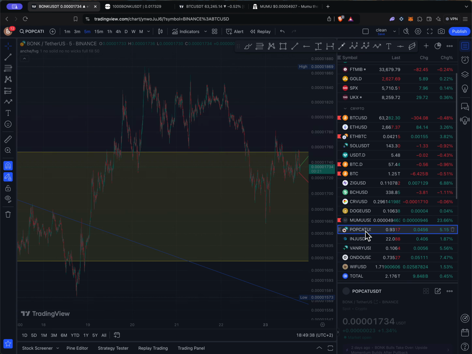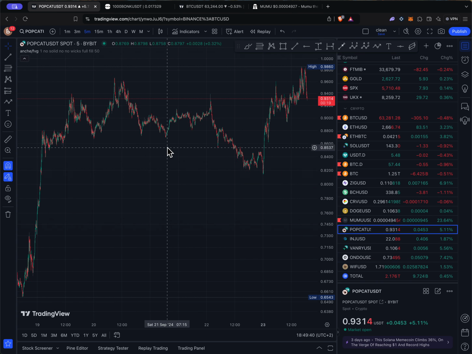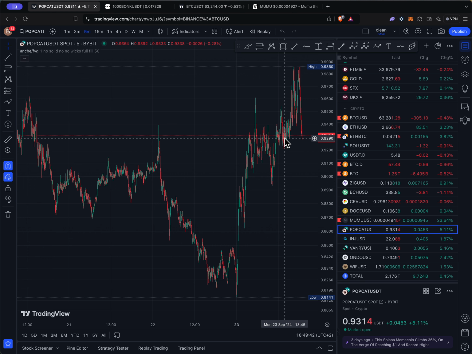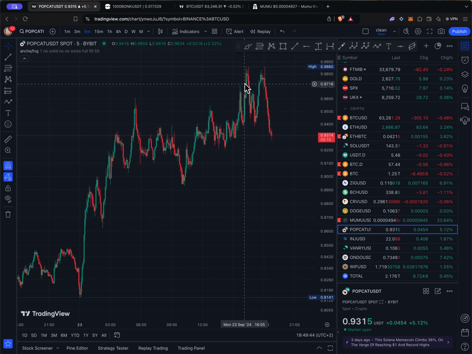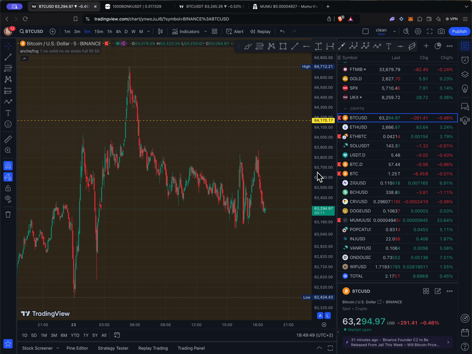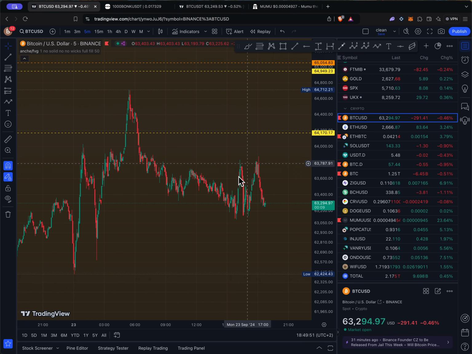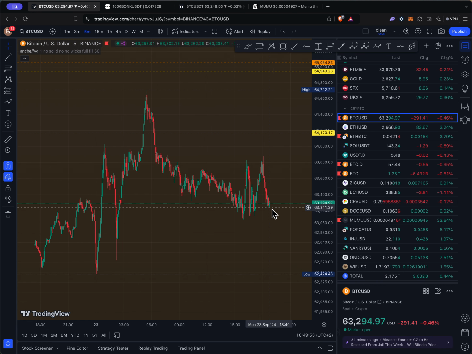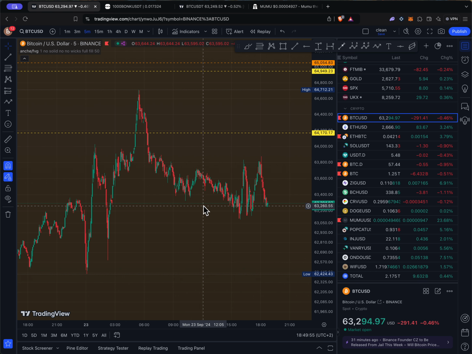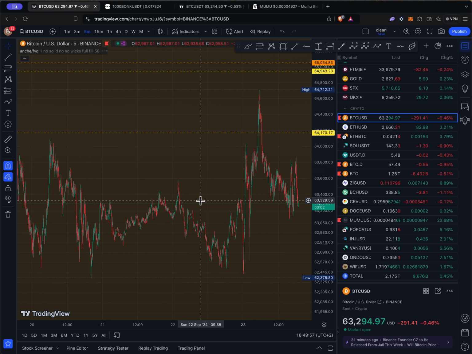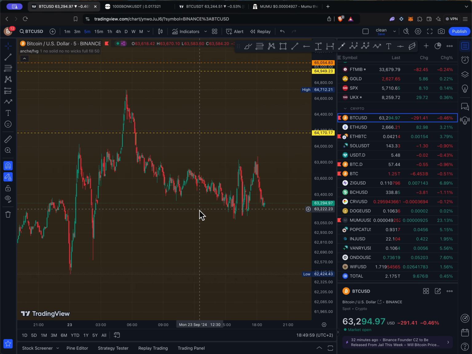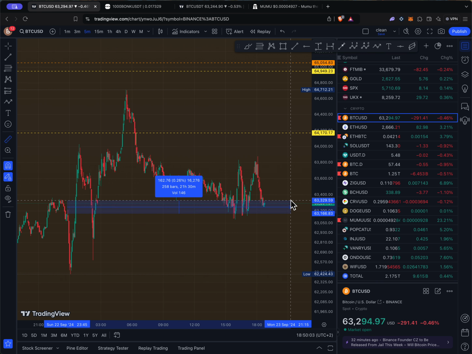Popcat, let's see where it went. Yes. This is a nice double top. How is BTC doing? 63.2. This is also a nice double top in here. Okay, this you see on the 5 minutes what's happening again. This is a 5 minutes order block now. This one. It's a 5 minutes order block. It bounced and bounced again.